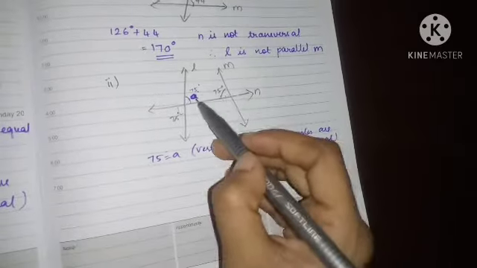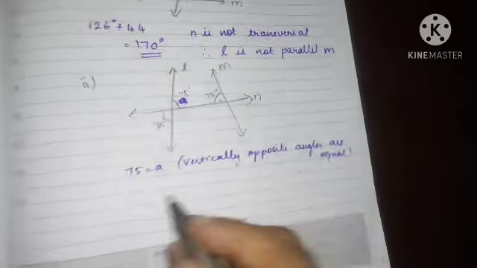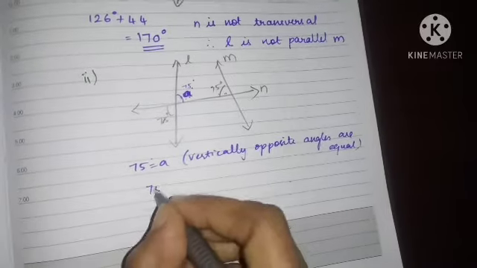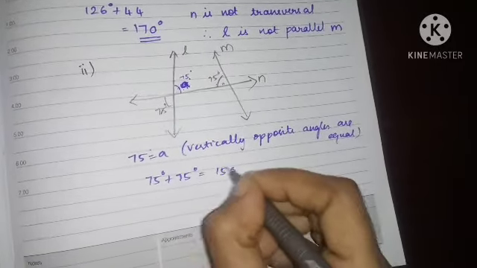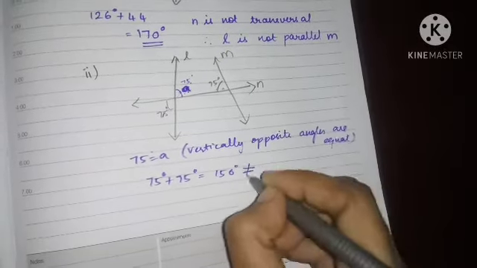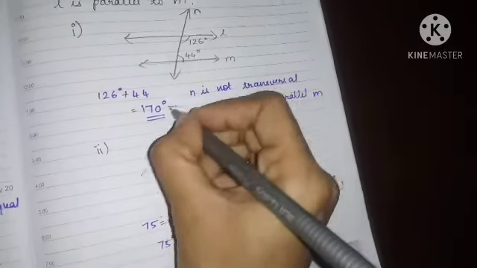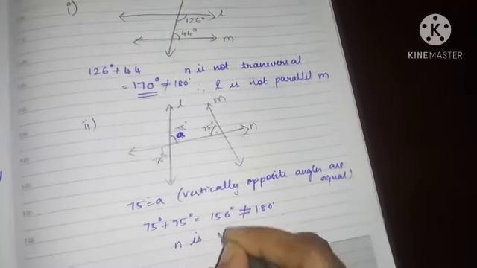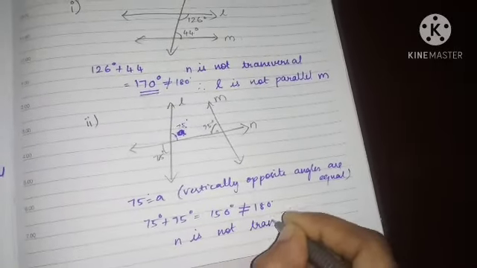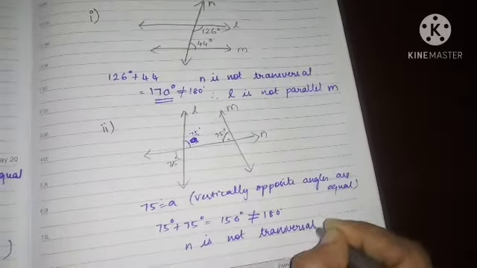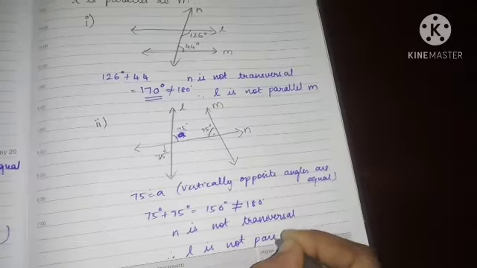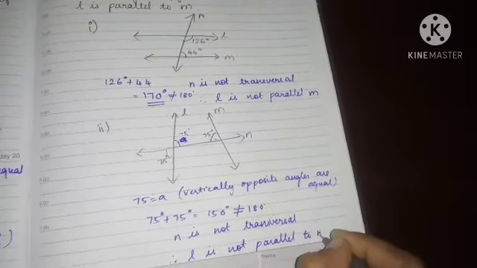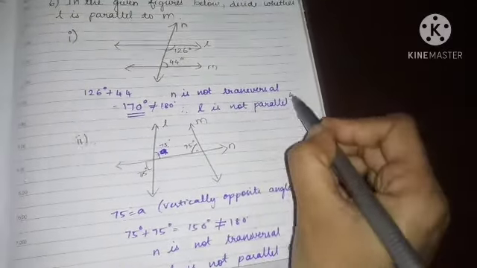Now we got A value as 75. Now shall we add these two because they lie on the same side of the transversal. So 75 plus 75 is equal to how much? 150 degree, which is not equal to 180. So here also it is not equal to 180. So we can say that N is not transversal. Therefore, L is not parallel to M. Okay, L is not parallel to M.